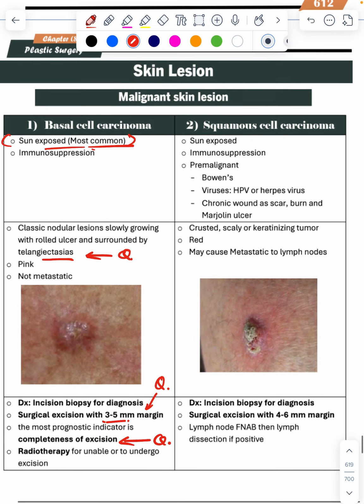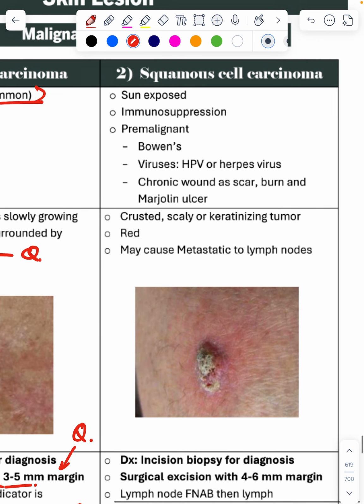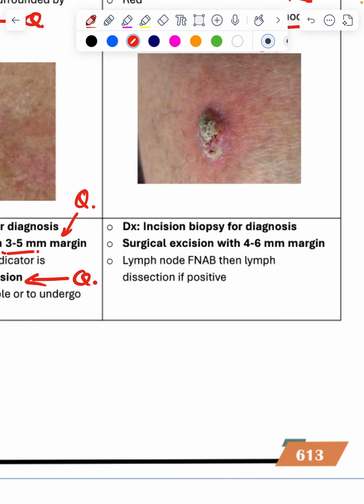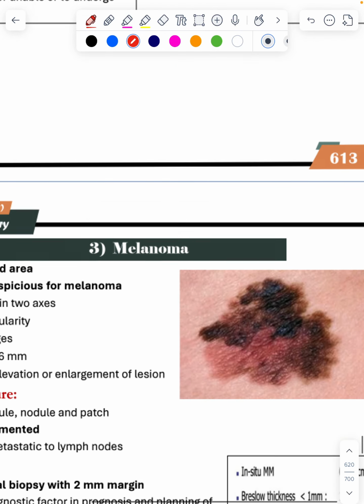Compared to basal cell, squamous cell carcinoma: immune suppression, the patient is on immunosuppressive therapy. Bowen's disease, HPV virus, chronic wound, scar, burn, marginal ulcer is also squamous cell carcinoma. Keratinizing tumor, this is a question. Metastatic to lymph node, this is a question. Incision biopsy for diagnosis, surgical excision with 4 to 6 mm margin. Lymph node biopsy, FNAC if positive. This one is the question.